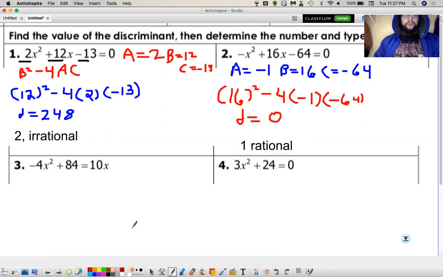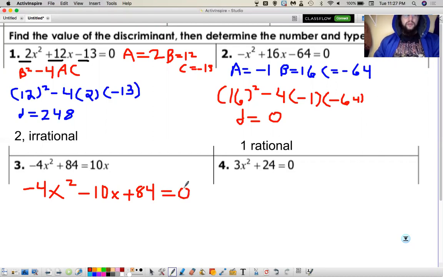Let's check out the next one. Notice it's not in standard form, so put it that way. Subtract a 10x from both sides, put it in the correct order, and now we're equal to 0. We're good to go. And hopefully, A is -4, B is -10, C is 84. Plug it in.